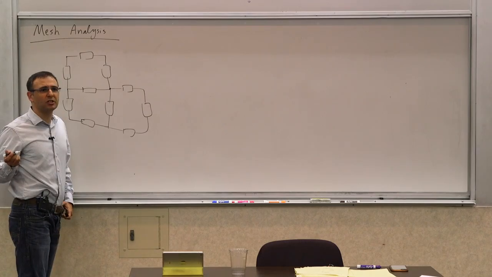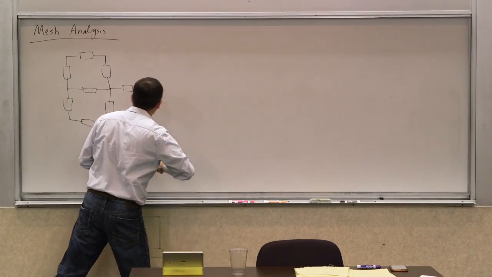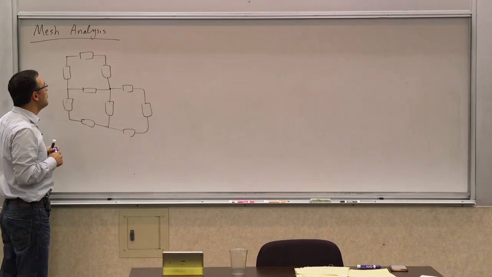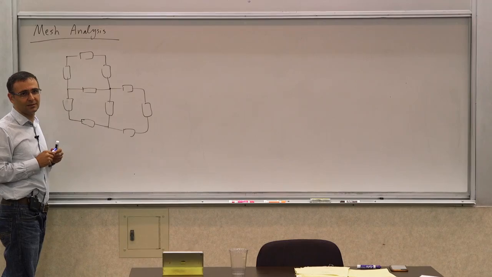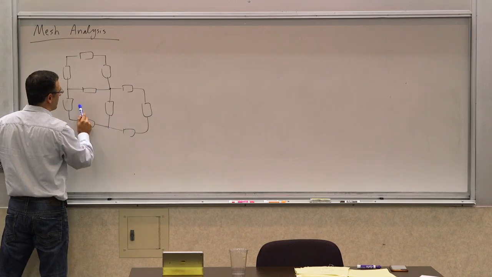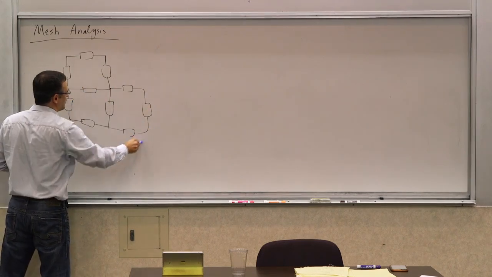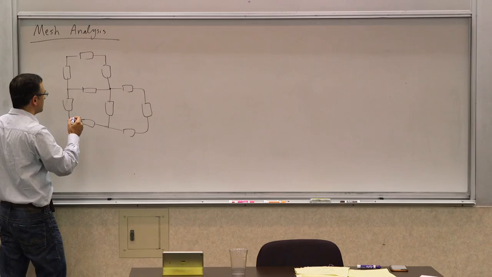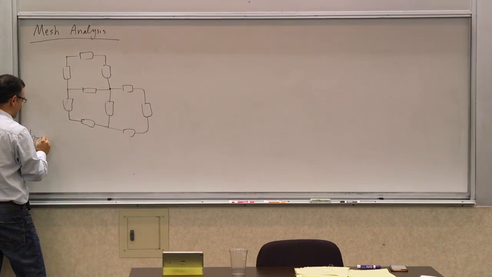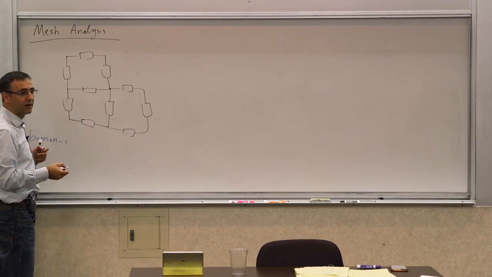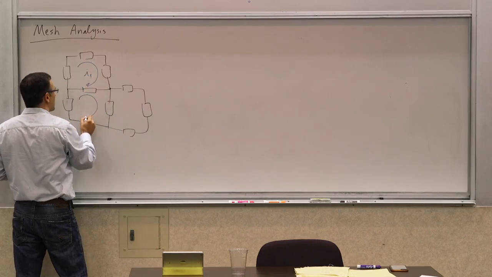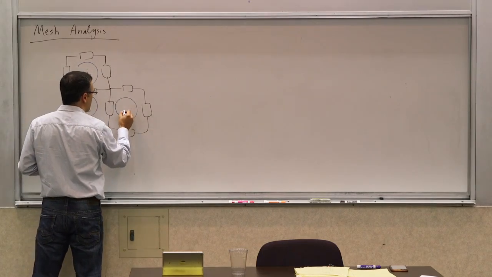Now, what do I mean by mesh currents? So what are the meshes? How many meshes do you see here? 3. How many loops do you see here, by the way? 6, right? The 3 meshes plus this loop and this loop and this loop. And you also know that relationship, right? The number of branches is the number of meshes plus the number of nodes minus 1, that we derived the first time. But the mesh currents, what do I mean? So let's call this mesh 1, I1. This is I2, and this is I3.